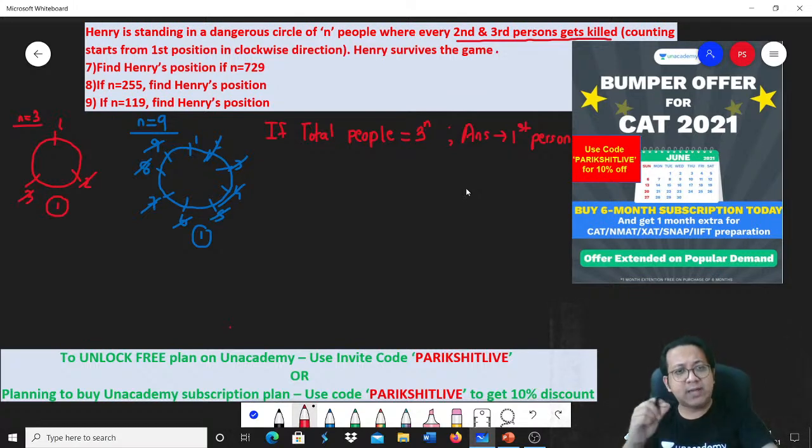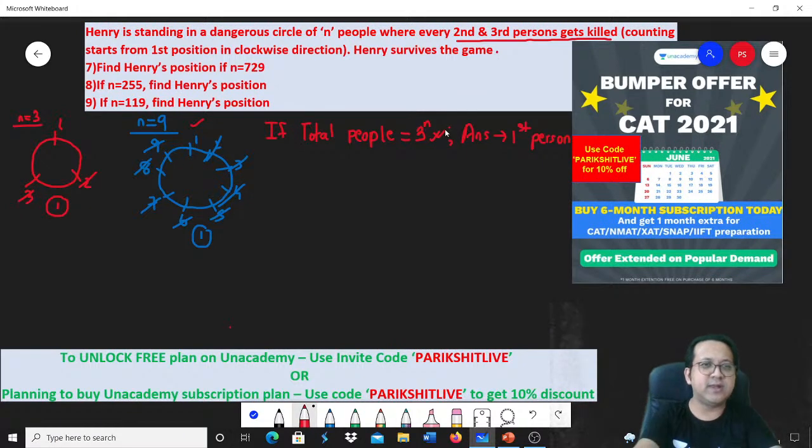Let's say you start counting from the 15th person. Then the 15th person is the first person, and that will be your answer. I started my counting from 1, so 1 was my answer. Had you started from 35, 35 would be your answer. But a condition applies: the total number of people should be of the format 3 to the power n. Let's look at the questions.